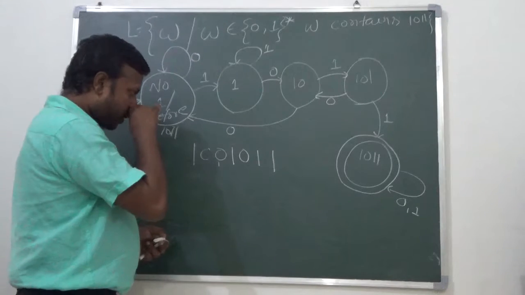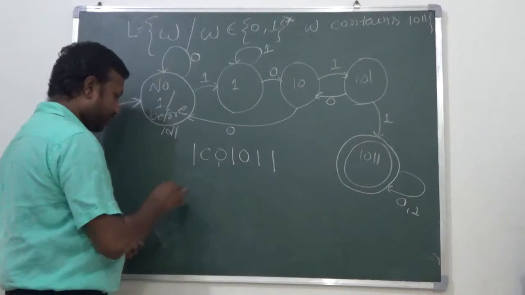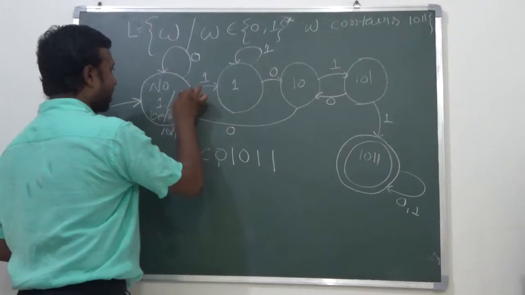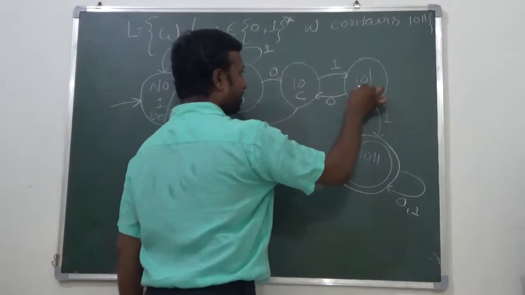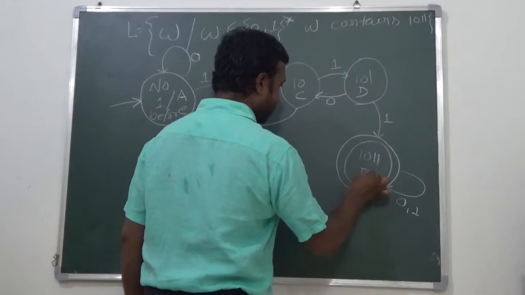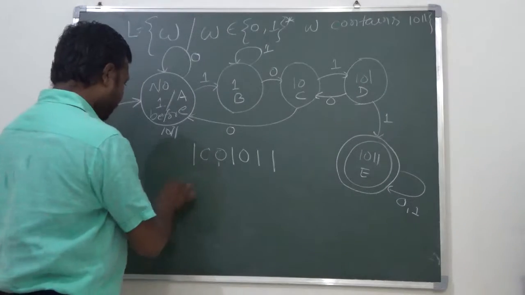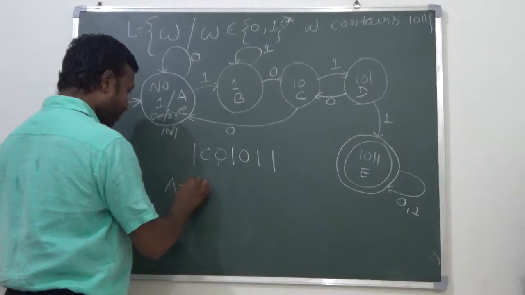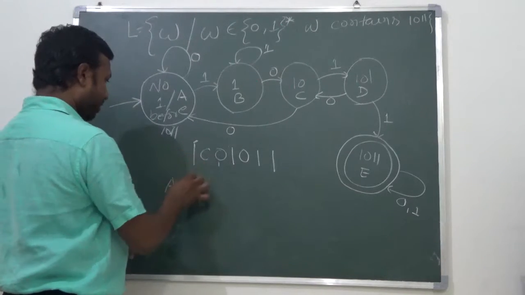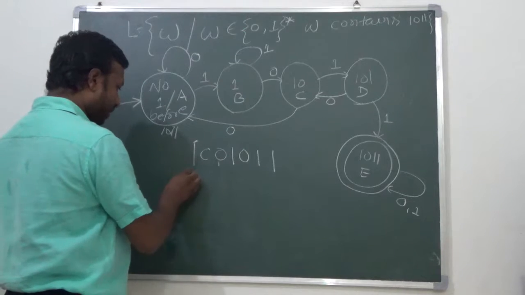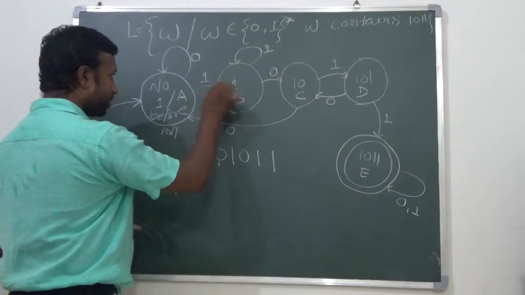Okay, so let's see that. Let's give the names A, B, C, D, and E to these states. So we are here, A is here, and we need to process this one. So I am processing this one here and going to the state B.